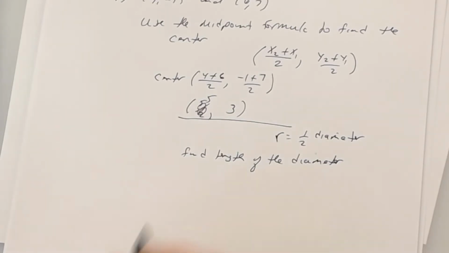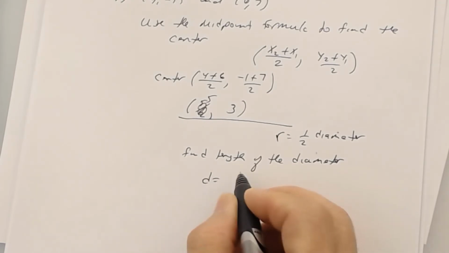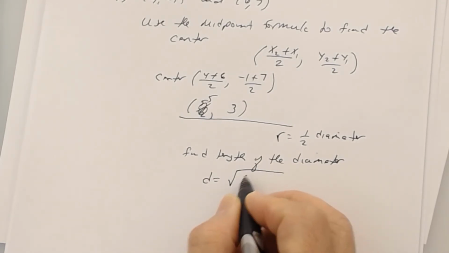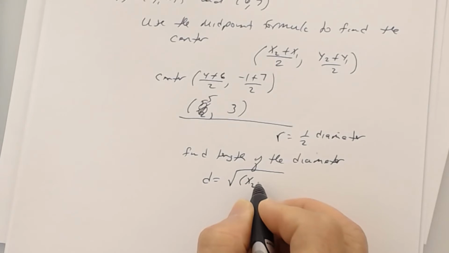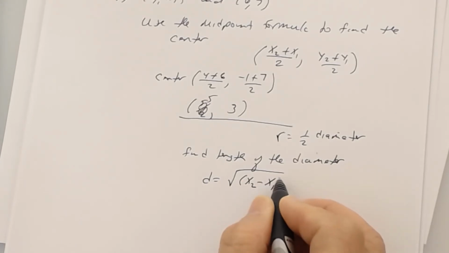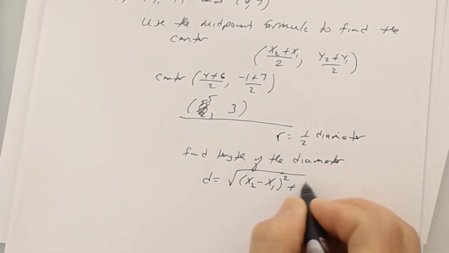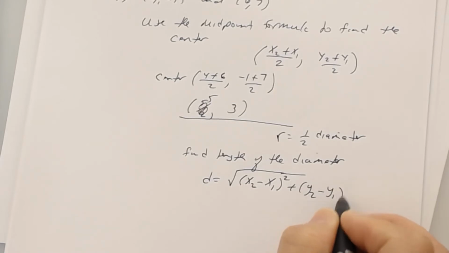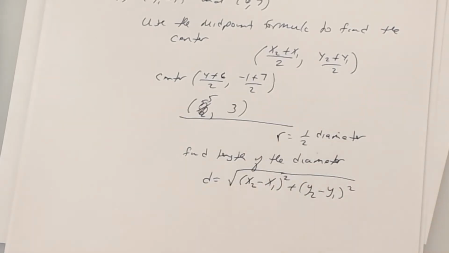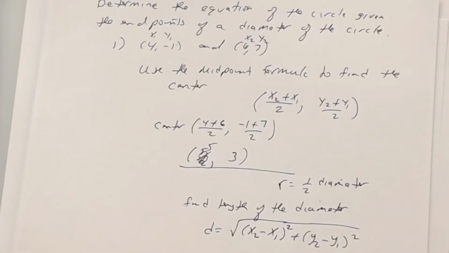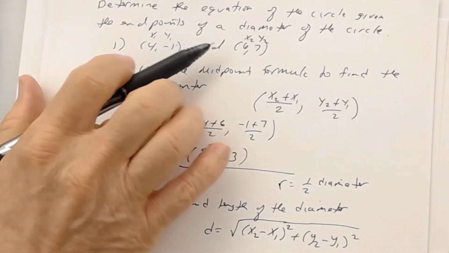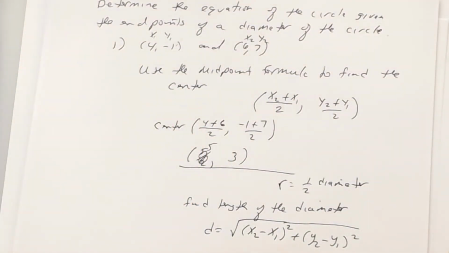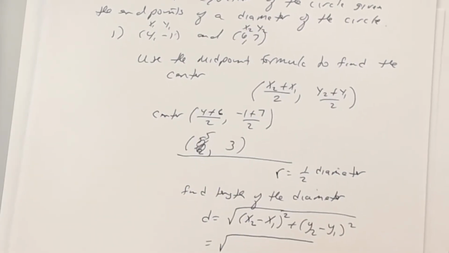Distance formula. So remember what the distance formula is? The square root of x2 minus x1 squared plus y2 minus y1 squared. The square root of that. And so I've already labeled these x1, y1, x2, y2. So let's go ahead and plug it in. You plug first and then you chug.